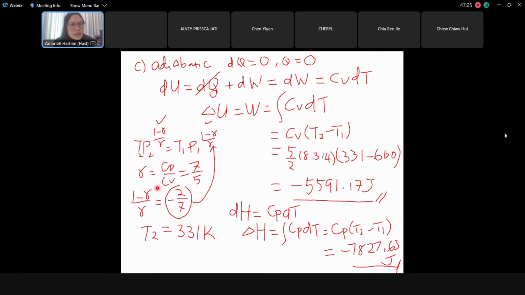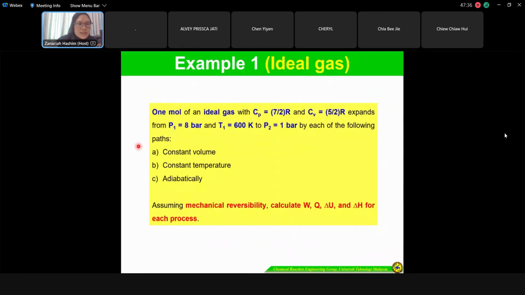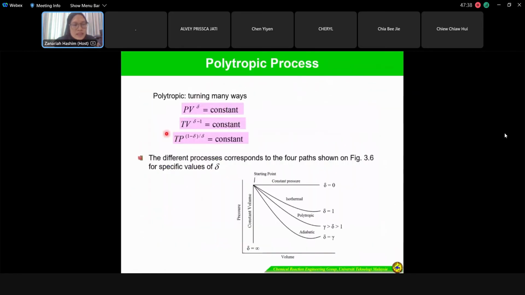Here you need to determine the value of T2. For T2, you can get the value from this relation, the one from earlier. You have P1, P2, and T1, and you want to know T2, so you can use the last equation here. You substitute delta with gamma for adiabatic.